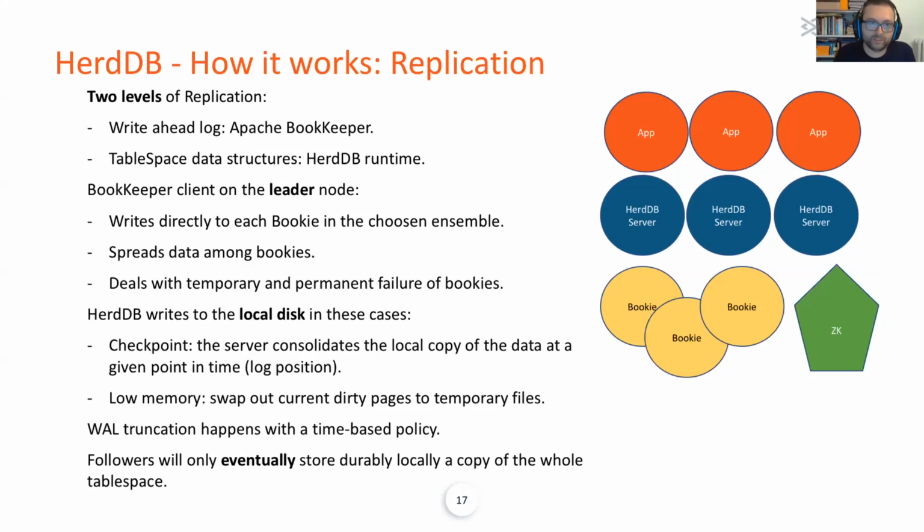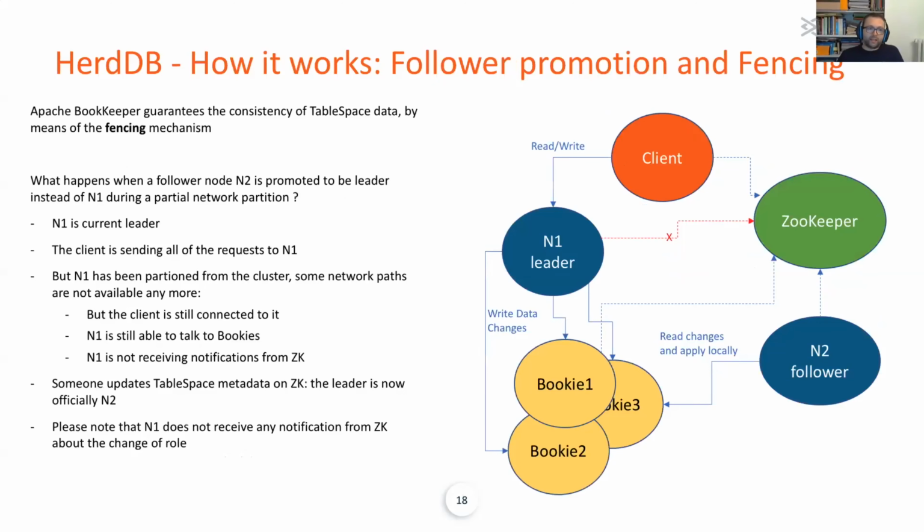Now let's see how Apache BookKeeper guarantees the consistency of tablespace data by means of the fencing mechanism. Just as an instance, what happens when a follower node N2 is promoted to be leader instead of N1, but during a partial network partition? Corner cases are the most interesting in distributed systems.